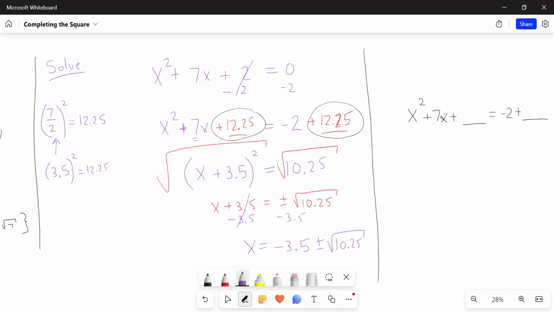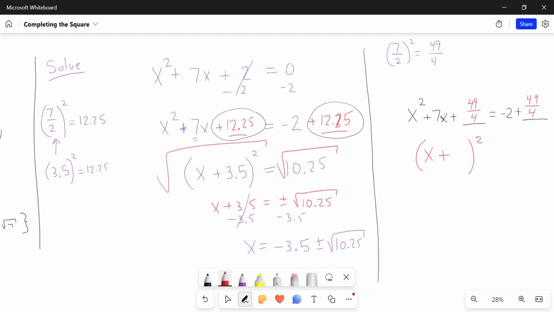The other way to go about this is to take the b, 7, divided by 2, and square it. And when it doesn't go in evenly, just square the whole number. 7 times 7 is 49, 2 times 2 is 4. And you would instead add 49/4 to both sides of this equation. And so the advantage is, you'll see it in just a second.